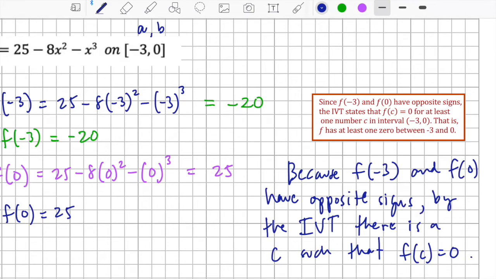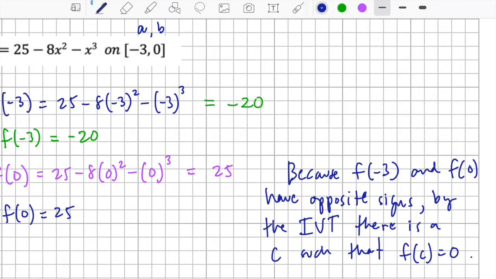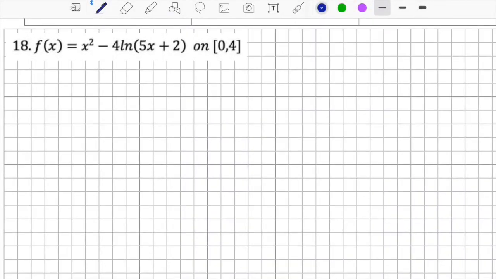So there, we just proved that since f of negative 3, or f of A, and f of B, f of 0, have opposite signs, there has to be a value between negative 3 and 0 such that when you plug it in, you get a 0. And that's basically it. It's just an existence theorem, and that helps with other applications which we'll do later on. Okay, let's do another one.